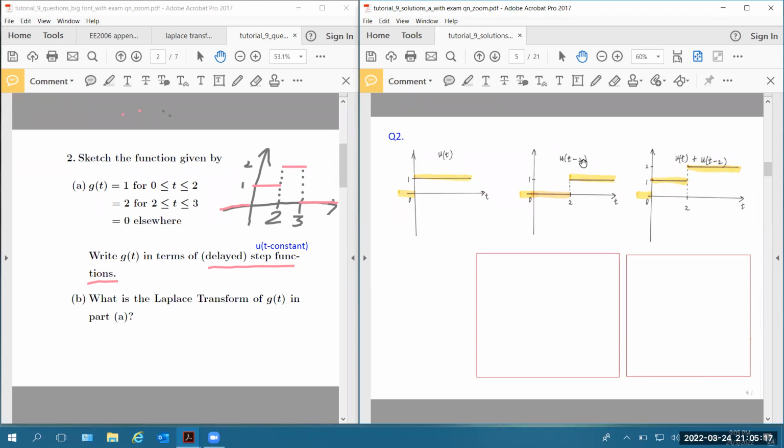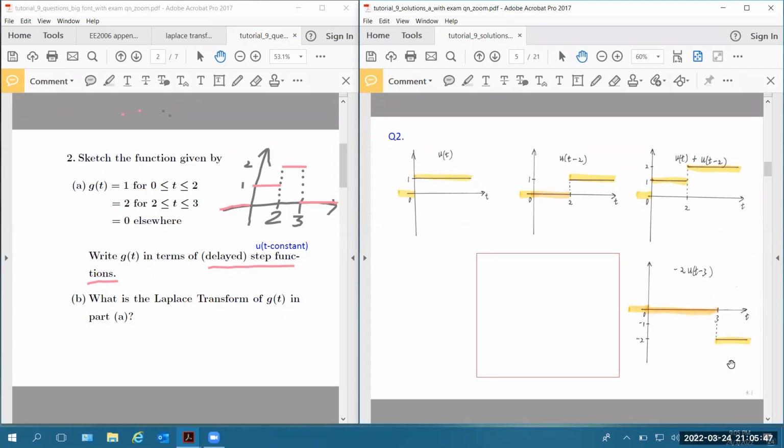This one is u(t-2), then this number here is 2, right? This is u(t-3), then this number here will be 3, right? So then I need to look at u(t-3). But for u(t-3), you see the function value here will be 1, right? But now you want minus 2, so maybe you need to look at -2 times u(t-3).